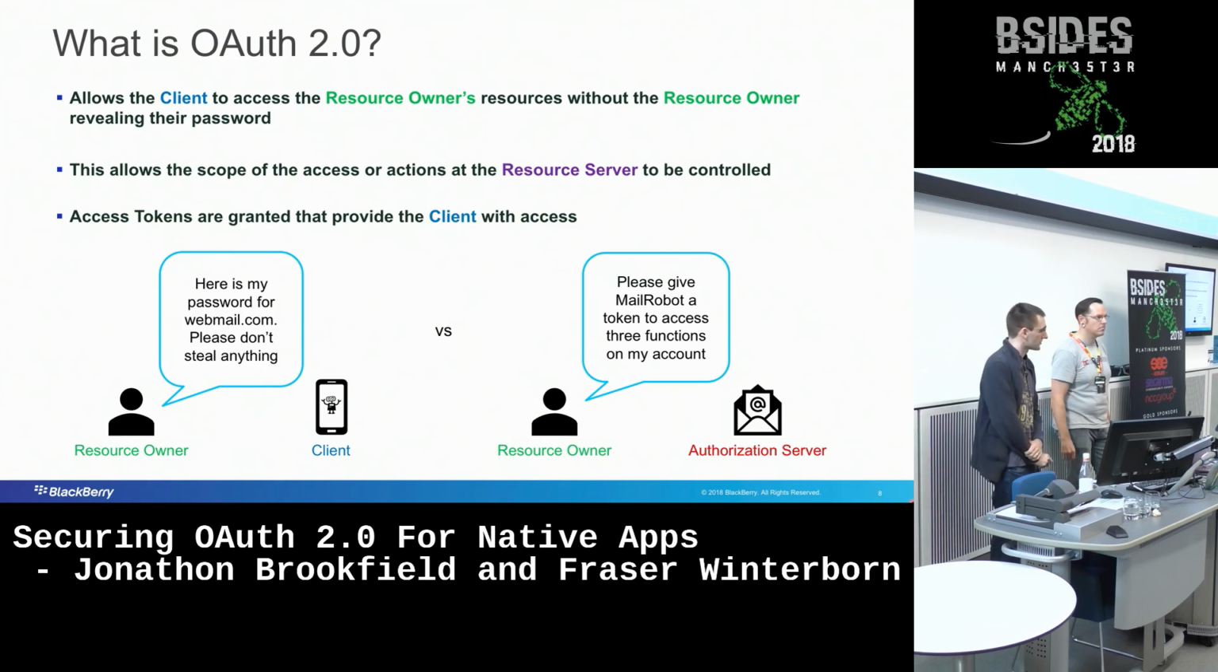So the advantage of OAuth 2 is it allows the client to access the resource owner's resources without the resource owner having to reveal their credentials. So the example we've got at the bottom here, if you hand over your password, you're giving full access to the client to do whatever they like. If you give them an access token, which restricts them to only 3 actions, you've limited the scope of what they can do on your account. And the access token is used to do this.